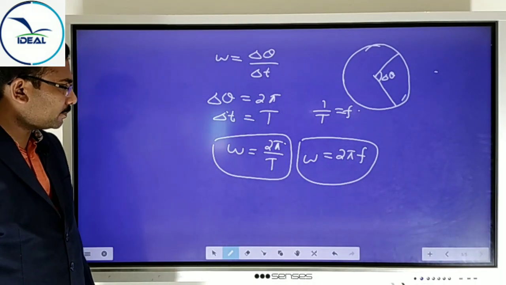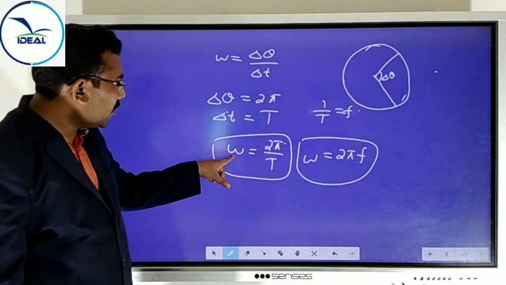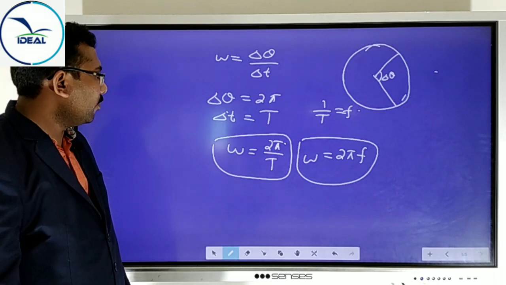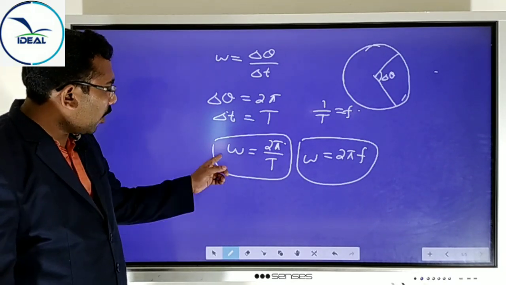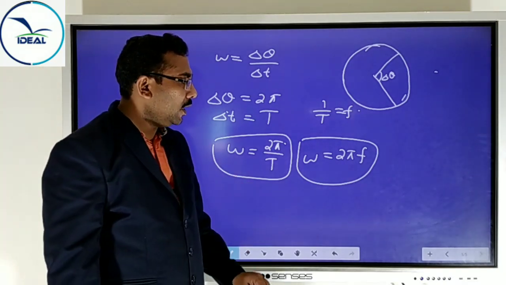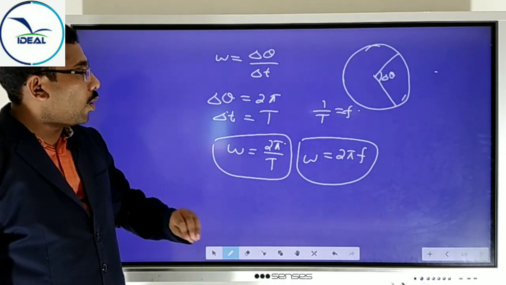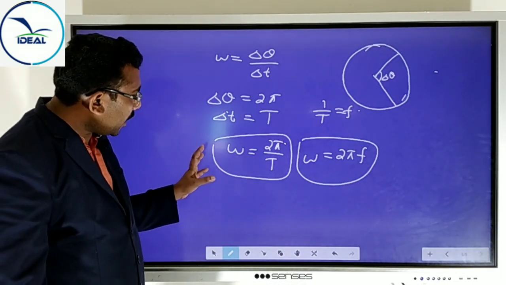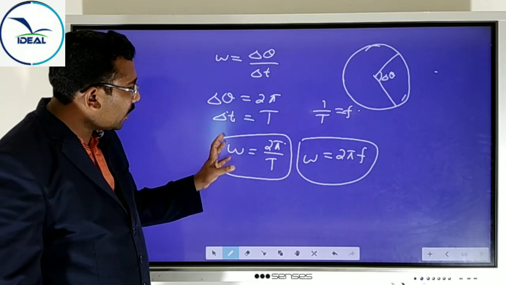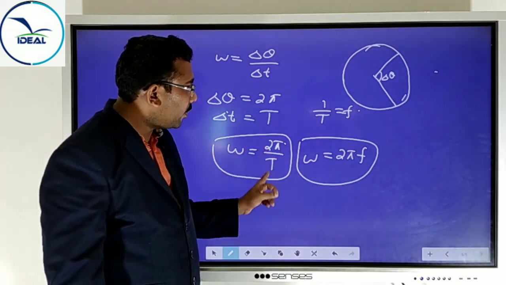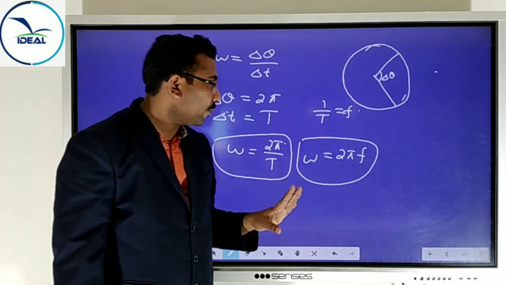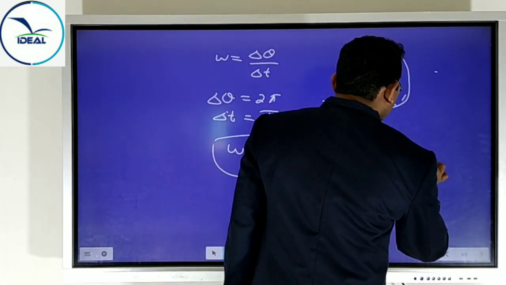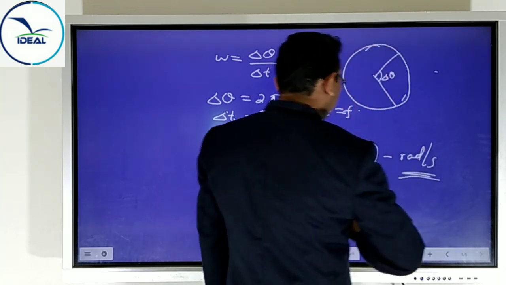Remember this equation. Fix it in your mind. Omega is equal to 2 pi by T, omega is equal to 2 pi f. Both are important equations. Omega is the angular velocity, also called angular frequency in the coming chapters. Omega, angular frequency or angular velocity, is equal to 2 pi by T or 2 pi f. The unit is radian per second.